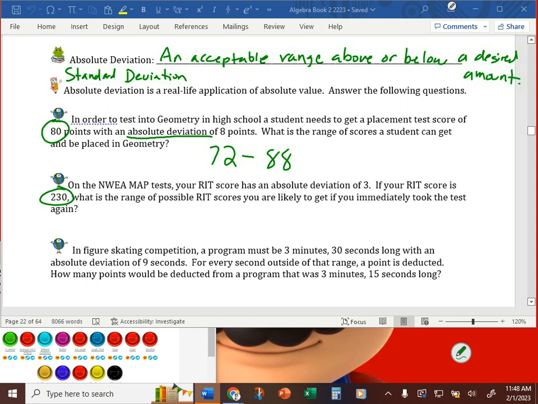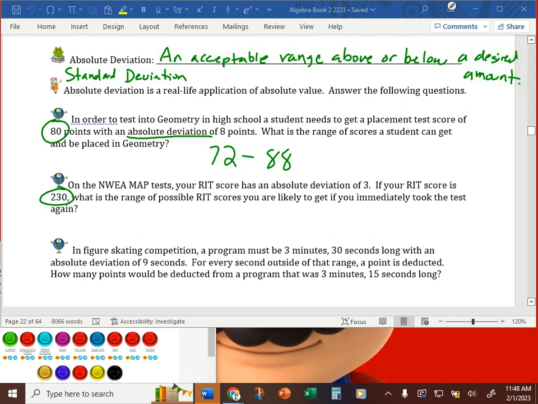In figure skating competition, a program must be 3 minutes, 30 seconds long with an absolute deviation of 9 seconds. For every second outside of that range, a point is deducted. How many points would be deducted from a program that was 3 minutes and 15 seconds long?